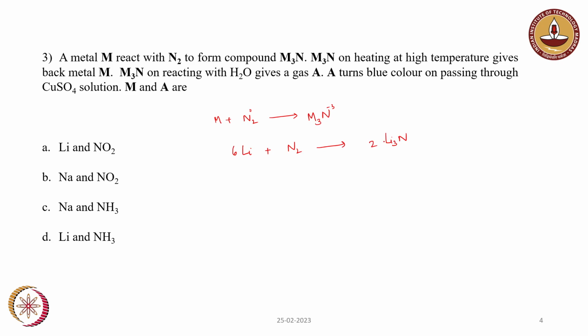We know that when lithium nitride, that is Li3N, is reacted with water, it produces hydroxide and liberates ammonia gas. So Li3N plus 3H2O will give 3 lithium hydroxide and ammonia gas. So the question was, what are M and A? M, we know, is lithium, and A is the ammonia gas. So option D is the answer.